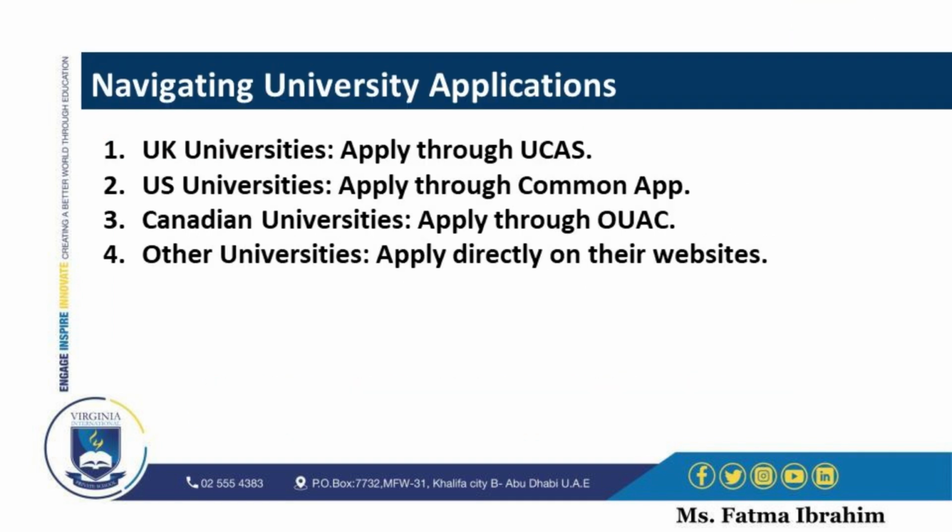Before we dive into the details, here's the big picture. If you're applying to UK universities, you'll be using a system called UCAS. For most US universities, it's the Common App. If you're looking at Canadian universities, especially in Ontario, you'll likely use OAC. And if you're applying somewhere else, you'll usually apply directly onto the university's own website. Knowing which system applies to you will save a lot of time and confusion later.